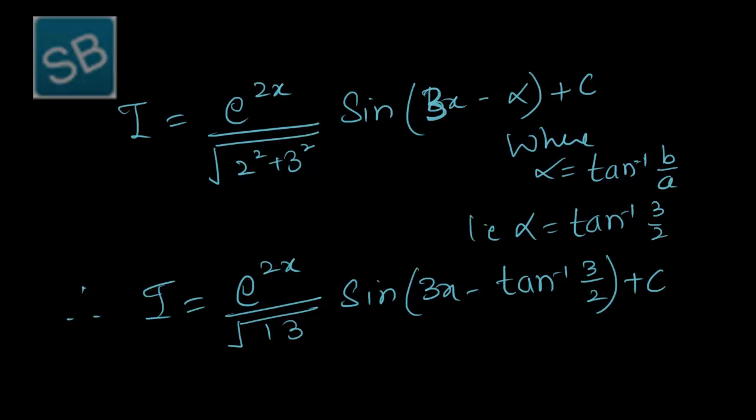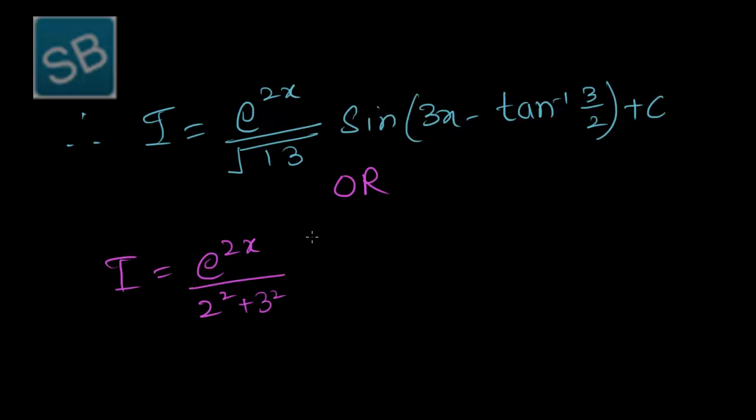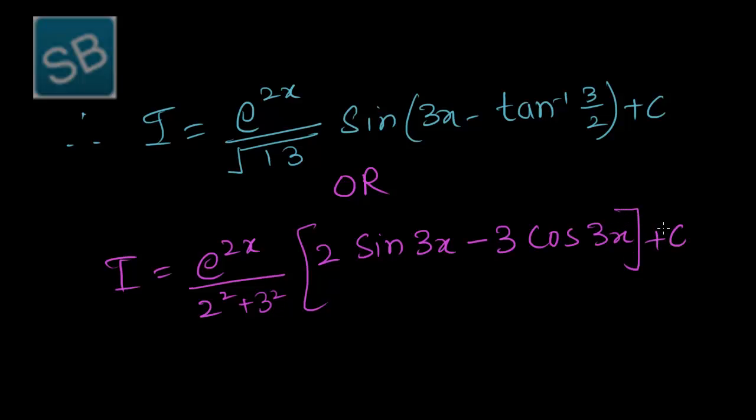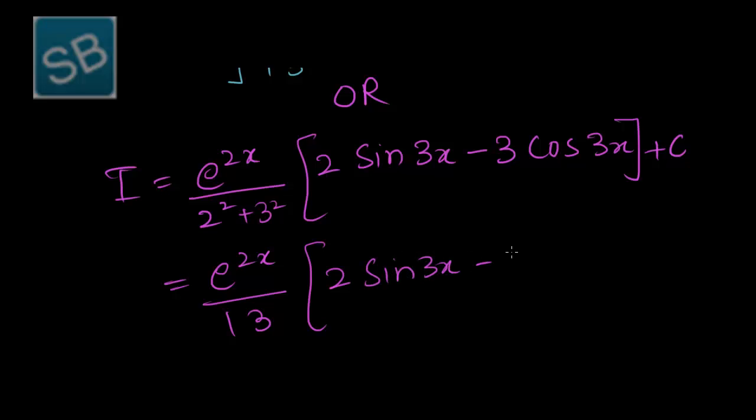This is the one example result, and another result is I is equal to e raised to power 2x over (a square plus b square), that is a sin (bx plus k) minus b cos (bx plus k) plus c. So this is another form of this result. You can use any result. So according to the option given in the question, you have to be familiar with these two results to get your required result.